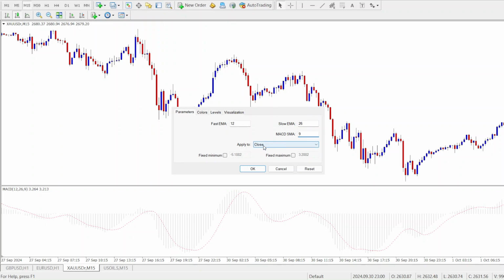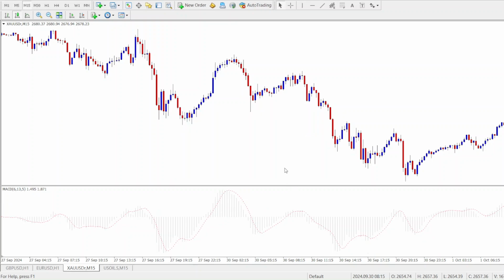However, for intraday trading, you might want to adjust the settings as follows. You make the fast EMA 6, you make the slow EMA 13, and you make the MACD SMA 5. Now, these faster settings will help the MACD react quicker to price changes, making it more suitable for short-term trades. So we just load it now on the chart.